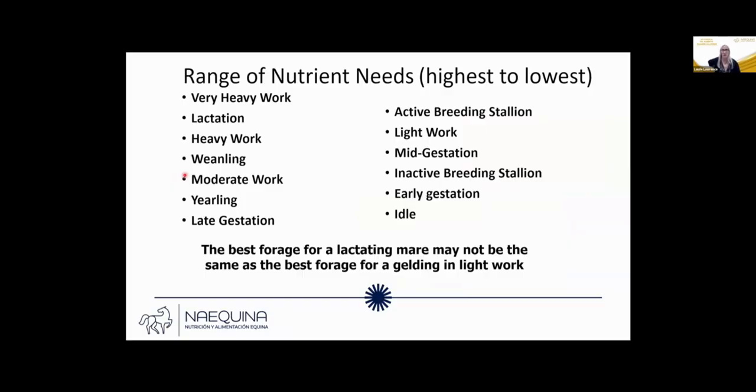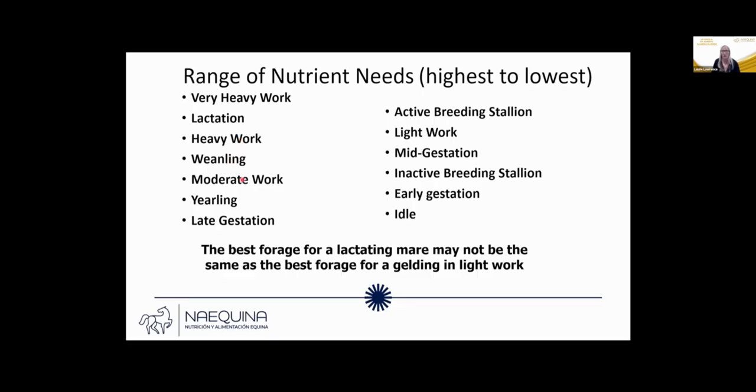This is a slide that I showed to my students in class to help them understand the hierarchy of which horses have the most intense nutrient needs and which ones have the least intense nutrient needs. So very heavy work would be racehorses. Lactating mares are right below them and very close. They actually have higher needs for some things. Then we have heavy work. So this would be elite 3-day eventing horses, polo ponies that compete a lot, horses in those categories, or perhaps racehorses in training, but maybe not actively racing yet.